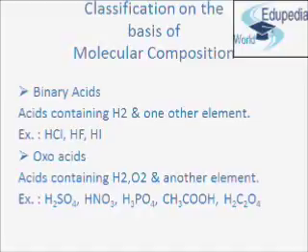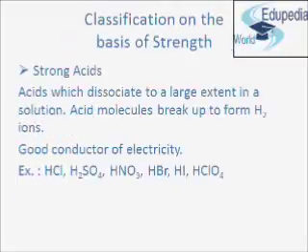Now, oxoacids. Acids which contain hydrogen, oxygen and another element are called oxoacids. Examples of oxoacids are H2SO4, HNO3, H3PO4, CH3COOH and oxalic acid, that is H2C2O4. Now, classification on the basis of strength. On the basis of strength, they can be classified into strong acids and weak acids.